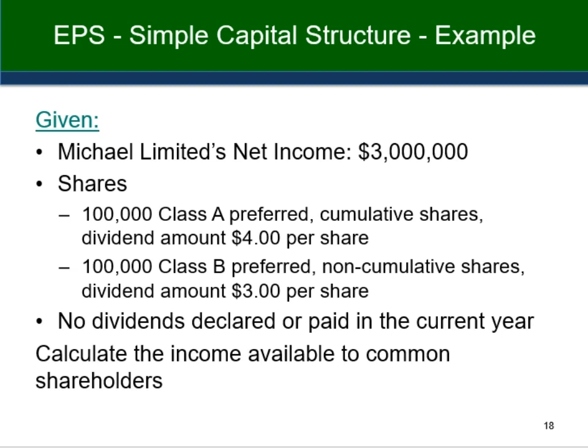So here's an example. Michael Limited has a net income of $3 million. They have 100,000 Class A preferred shares, which are cumulative, and 100,000 Class B preferred shares, which are non-cumulative. The dividend amount of the Class A shares is $4 per share. Dividend amount for B shares is $3 per share. They didn't declare any dividends or pay any dividends in the current year, so we need to calculate income available to common shareholders.